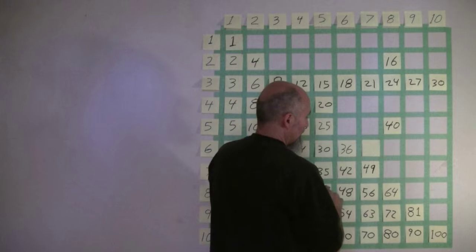2, 3, 4, 5, 6, 7, 9, 10. The 10th column is easy. They're just going up by tens. So 10, 20, 30, 40, 50, 60, 70, 80, 90. Okay. Easy. Let's do the 9th column. Why not? It's got how many holes? 1, 2, 3, 4, 5 holes. We can fill this one up easy.